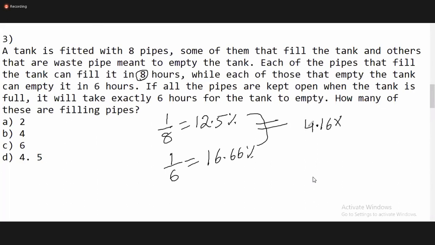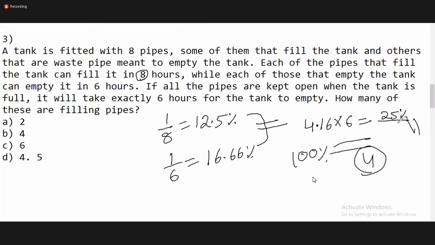So in 6 hours, how much will it empty? So 4.16 times 6, tell me the approximate value. 25%, no? So 25% it is emptying. Therefore, there have to be 4 outlet pipes, no? For 100% to be vacant, there have to be 4 outlet pipes, since one pipe does 25% of the work. Then only it will empty 100%. So 4 would be outlet, then the inlet, the filling pipes, how many? 8 minus 4, that will give you 4 only, no?